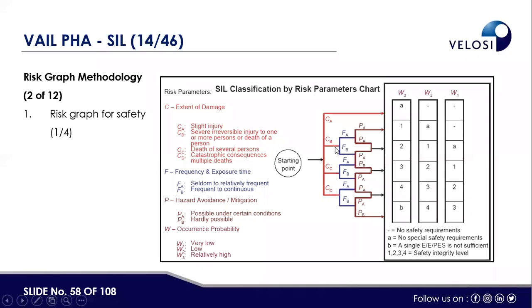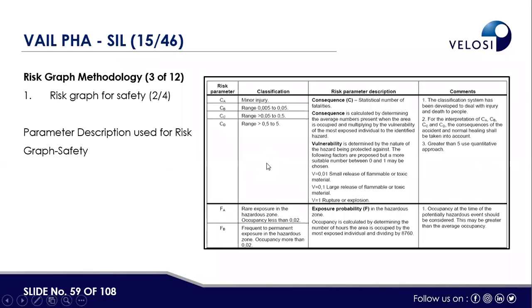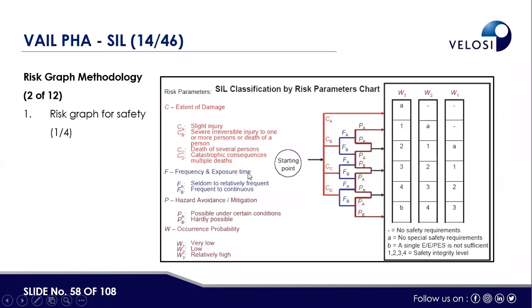For example, we are choosing CB. CB is as per the risk matrix. This is a sample risk matrix. This can be changed with respect to company. Severe irreversible injury to one or more persons or death of a person. We are choosing CB. Then the next parameter is frequency and exposure time. In the next slide, I will also explain what the meaning of CB, FA and FB is as per the IEC 61511-508. In simple terms, FA means seldom to relatively frequent, or FB means frequent to continuous. So let's suppose after CB, we are selecting FB.